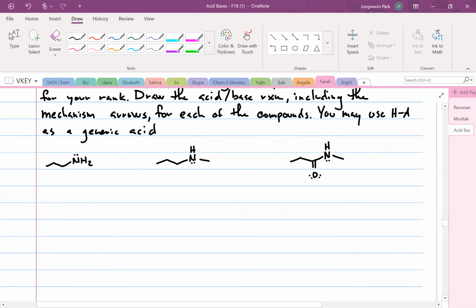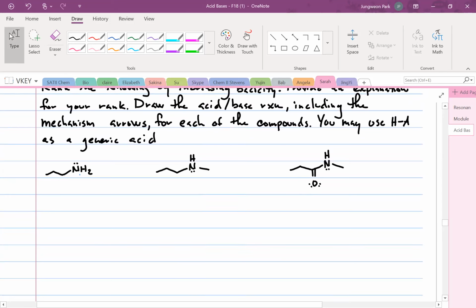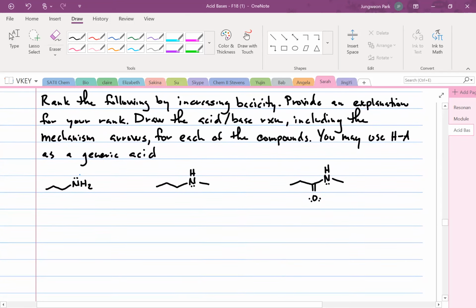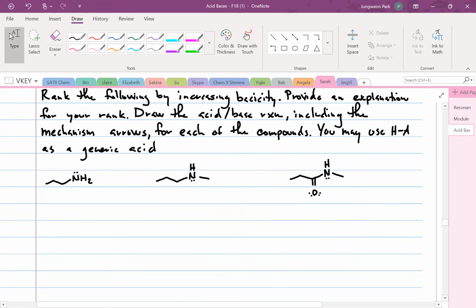So this one, they're asking you to add a proton, right? Because it says you may use HA as a generic acid. I'm assuming you can add it to the nitrogen is what they're asking you to do. And they're asking you to rank the following by increasing basicity.